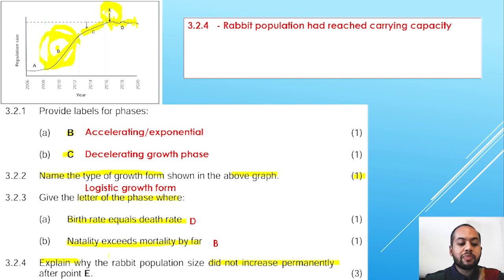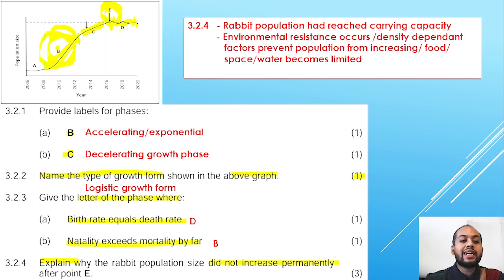So the question says, explain why the rabbit population size did not increase permanently after point E. So point E is the maximum carrying capacity. So the rabbit population had reached carrying capacity. You can see the line stopped there. And because it reached carrying capacity, something is going to come into play, referred to as environmental resistance. Environmental resistance occurs, density-dependent factors prevent the population from increasing. Things like food, space and water become limited.